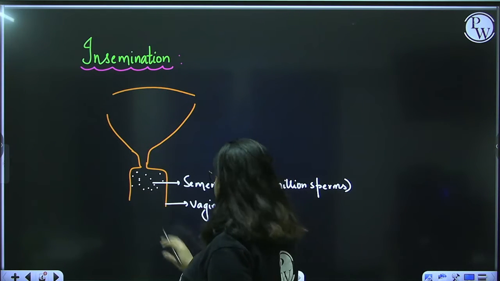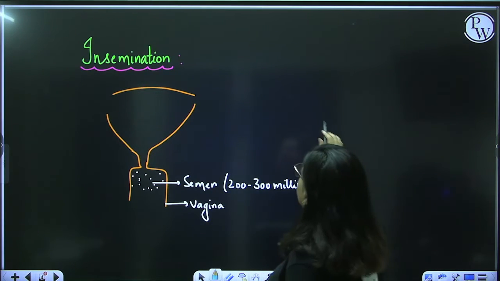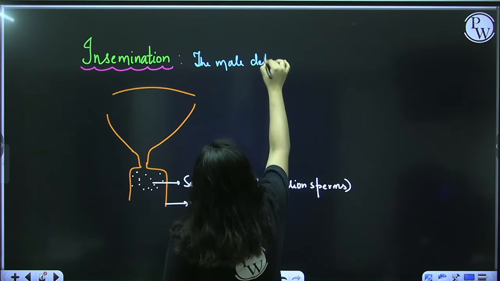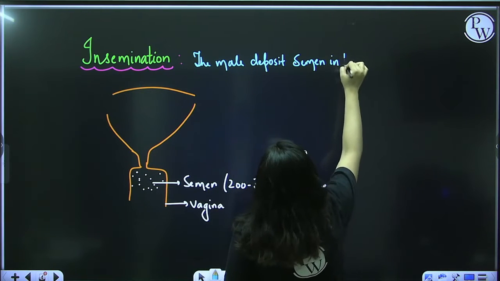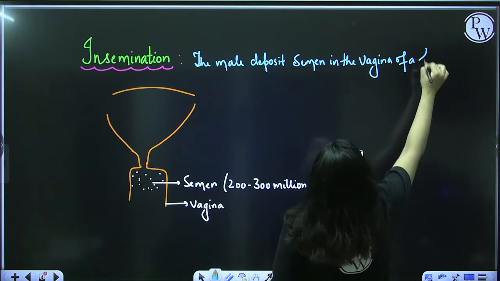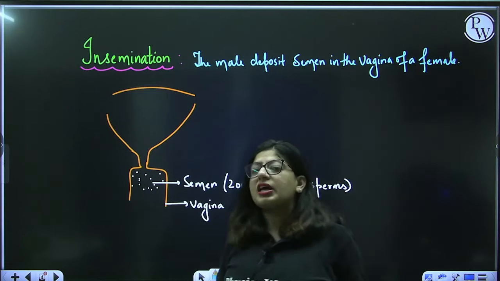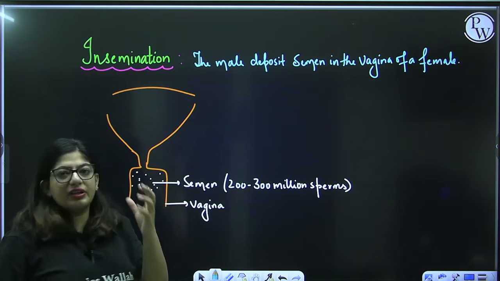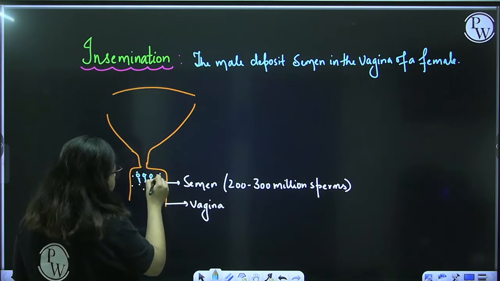Okay, so this is the first step for fertilization, that is insemination. What happens in insemination? The male deposits semen in the vagina of the female. That's the first step for fertilization. If this does not take place, fertilization will not take place, right? Next, what will happen after that? After insemination, this contains a number of sperms, right?